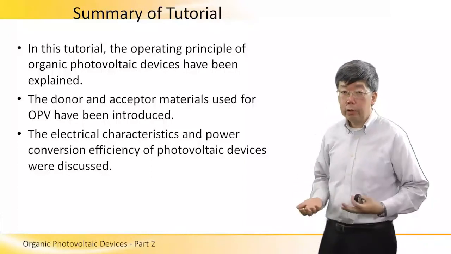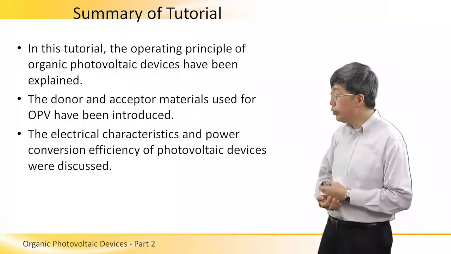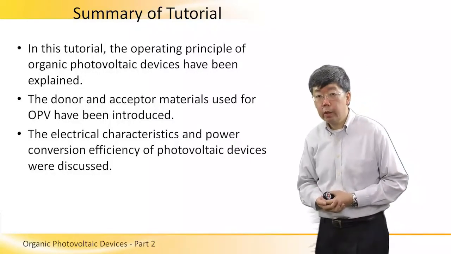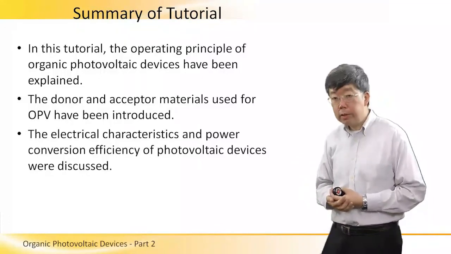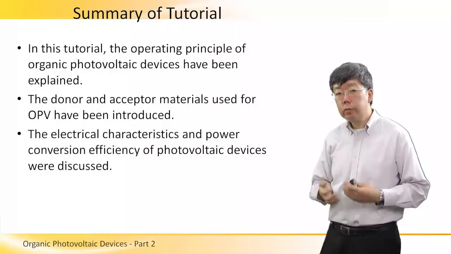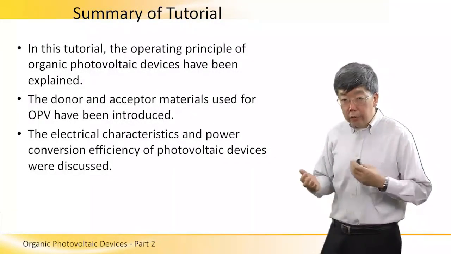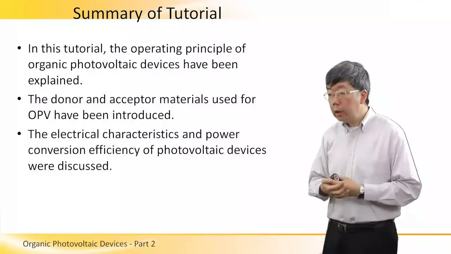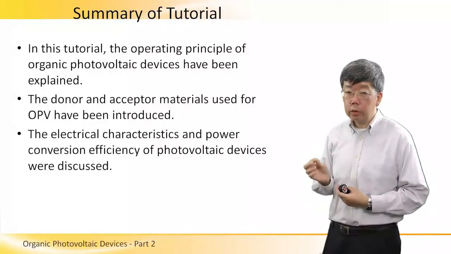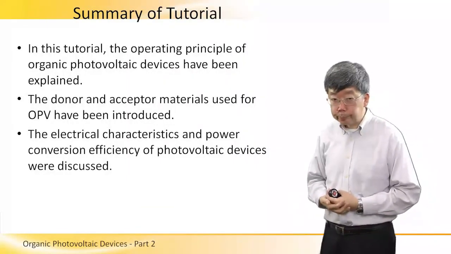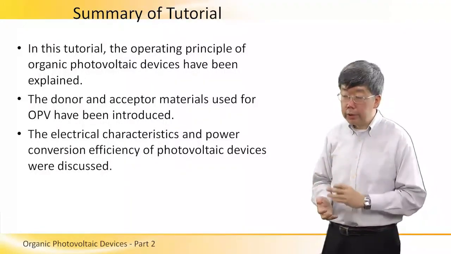So here we summarize the main content of this tutorial. We have explained the operating principle of OPV devices. We have also explained what are donor and acceptor materials in these devices, and we have introduced some important examples of these donor and acceptor materials. And thirdly, we have discussed the electrical characteristics, the current voltage characteristics, and the power conversion efficiency of PV devices. The power conversion efficiency is the important performance parameter for these PV devices.